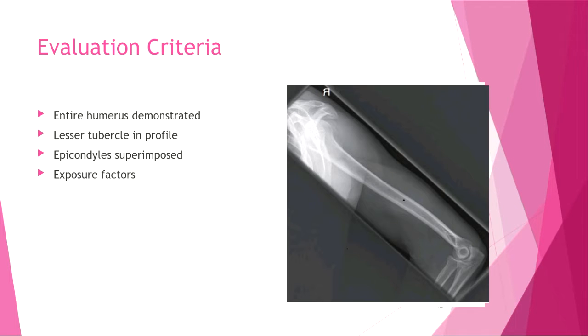When we look at the evaluation criteria, notice again we see the entire humerus demonstrated. We see the shoulder and the elbow joint. The epicondyles are perfectly superimposed right here. And as far as exposure factors, again, you can make out soft tissue, bone trabeculae, see that at a perfect 90-degree angle. Nothing is overexposed.